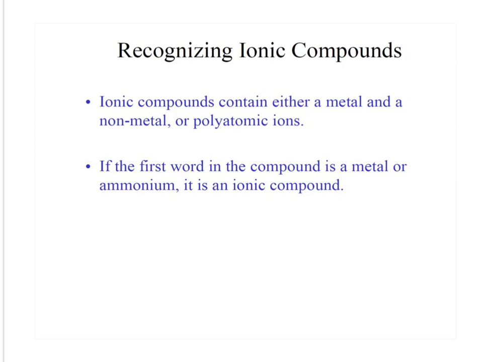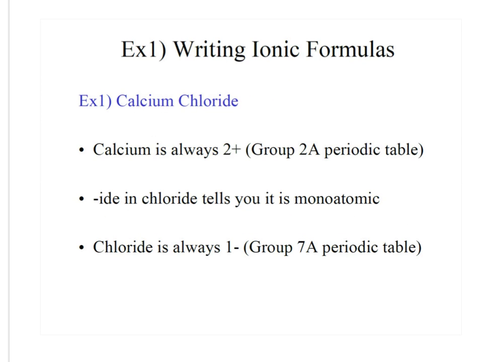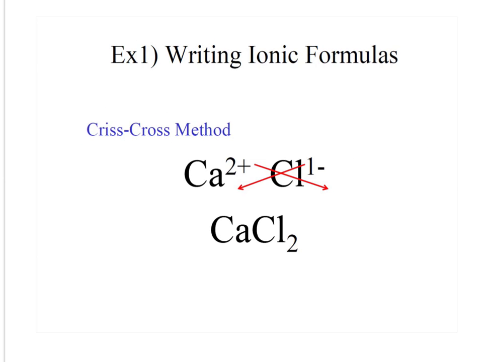So recognizing ionic compounds, you have to have a metal and a nonmetal or some sort of polyatomic ion. Writing ionic formulas. So again, all ionic compounds have to be neutral. The charges come from your periodic table, and make sure you use parentheses if you have a multiple of that element or ion. So calcium chloride: calcium has a +2 charge, chlorine has a -1 charge. So you do your crisscross method. This 2, you bring down here. This 1, you bring down here, but you don't have to write the 1, like in algebra.